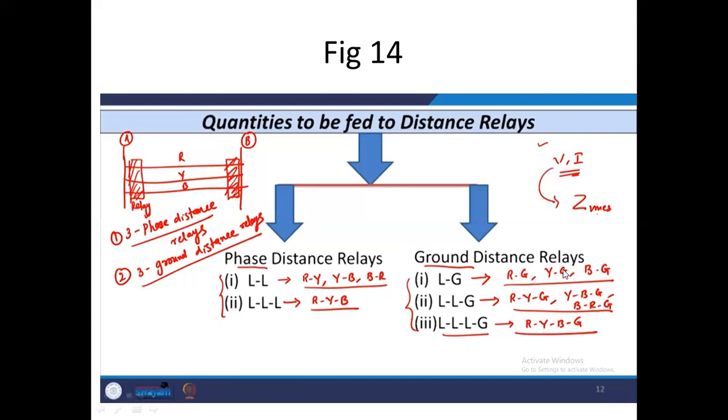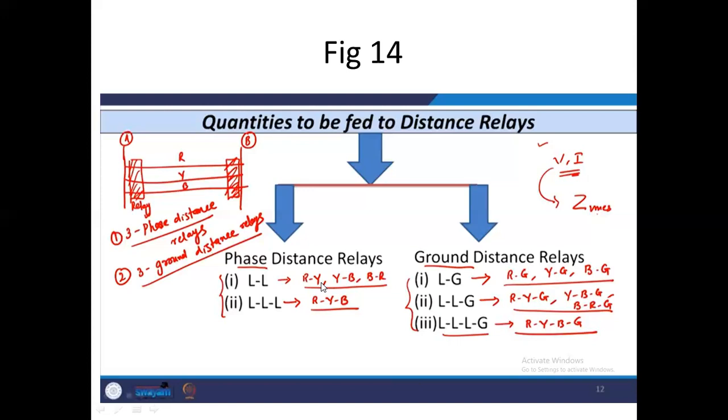When I consider the phase type distance relay, it is capable of taking care of line to line faults. So it can be an RY fault, a YB type fault, or a BR type fault. For any type of line to line fault, either red yellow, yellow blue, or blue red, the phase distance relay detects it and gives a signal to the circuit breaker.